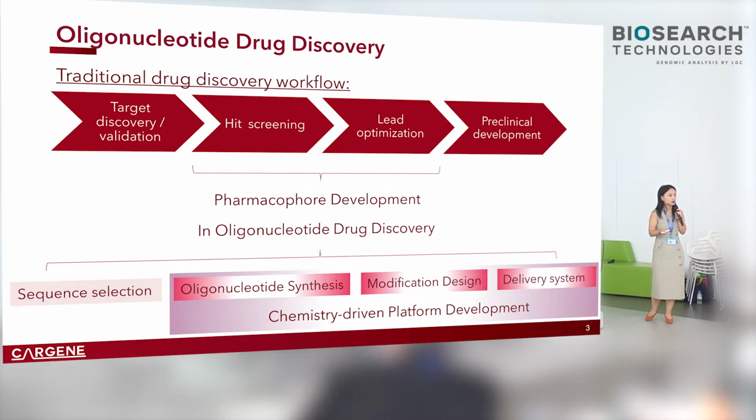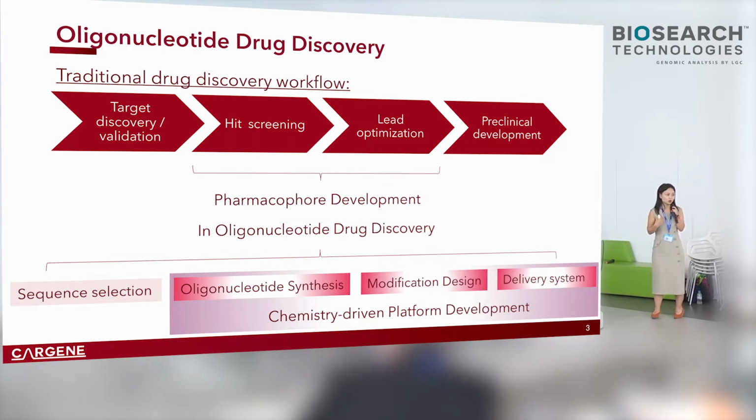Then how are we going to do it with the oligonucleotide? It's a big molecule and it's a biopolymer. So it turns out you have to do pharmacophore development very differently. And this is how I concluded that pharmacophore development in oligonucleotide drug discovery consists of 4 major components. The first part, based on the target that we have selected, you have to select the sequence that matches the target and can actually knock down the target.